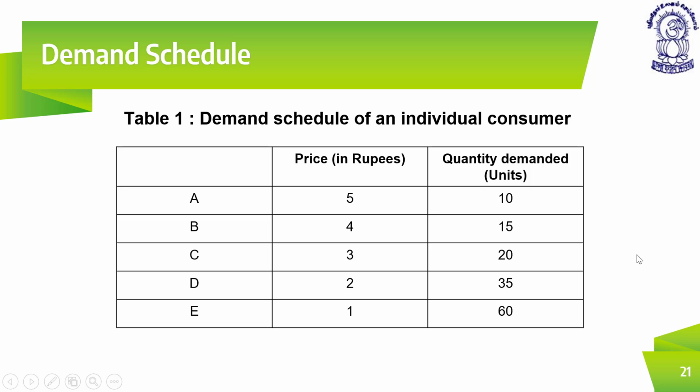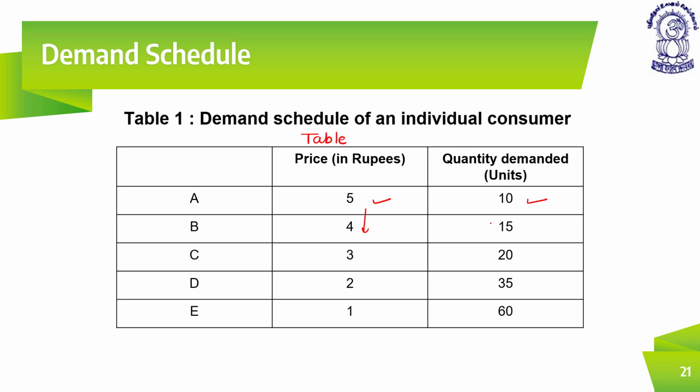Demand schedule. What is a demand schedule? Students, demand schedule is nothing but a table. It's a table showing different quantity demanded levels at different prices. At level A, the price of the product is 5 rupees and the quantity demanded is 10. The price falls from 5 to 4.